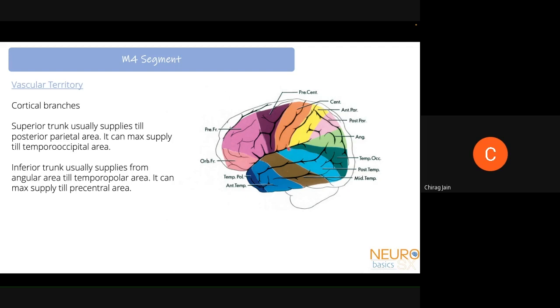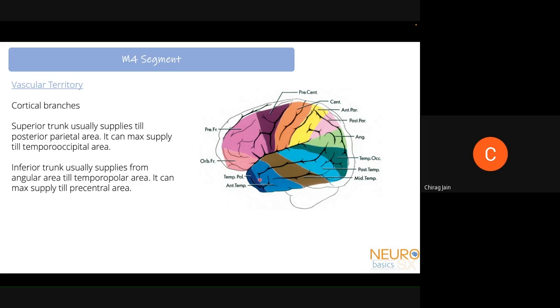It is also important to remember that the MCA superior trunk and the MCA inferior trunk supply different structures. So there can sometimes be blocks which happen in one particular trunk, so the other trunk will be spared, and supply of those structures will also be spared. The superior trunk will usually supply structures from the orbitofrontal area all the way up to the posterior parietal area, but it can extend its supply and even get into the temporo-occipital area.